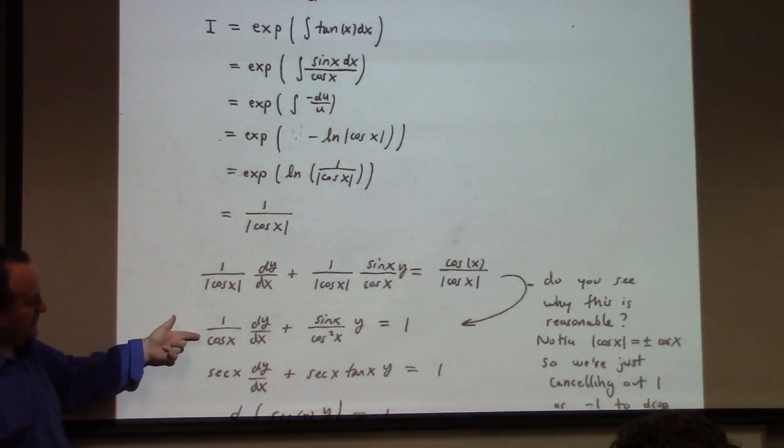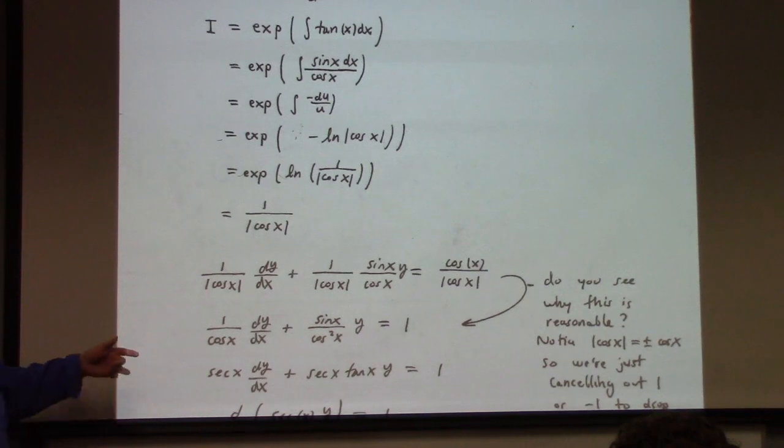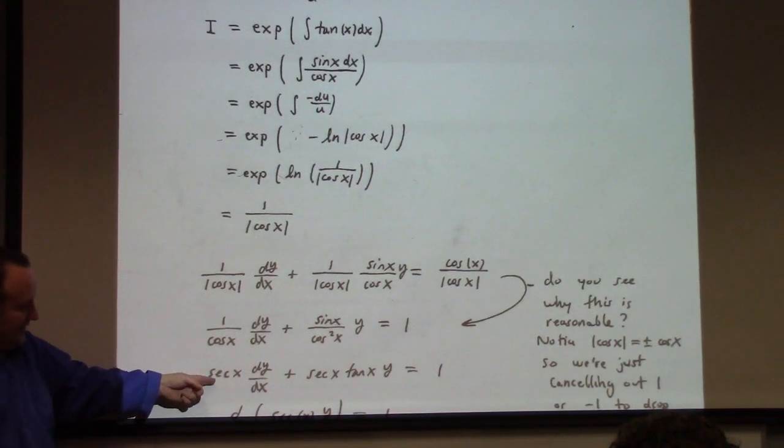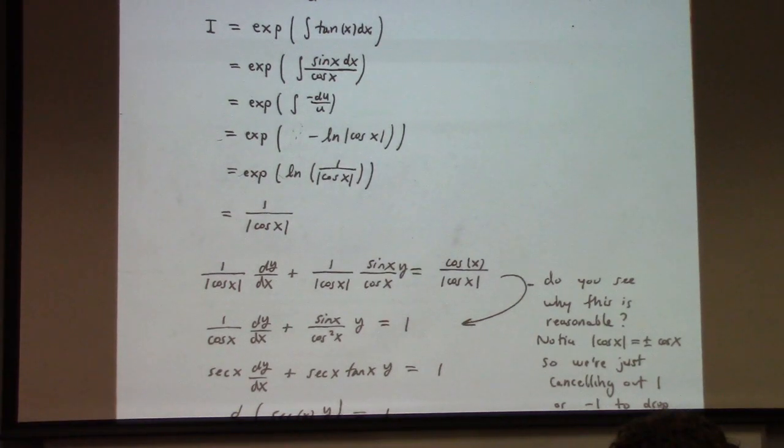Anyway, that gets me to 1 over cosine dy dx plus sine over cosine squared y equals 1, which is more humanely written as secant x dy dx plus secant tangent y equals 1, which some of you already would have had because you'd written the integral of tangent as log of the absolute value of secant because you have it memorized, which is fine.